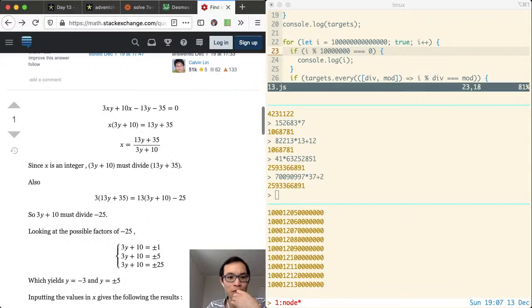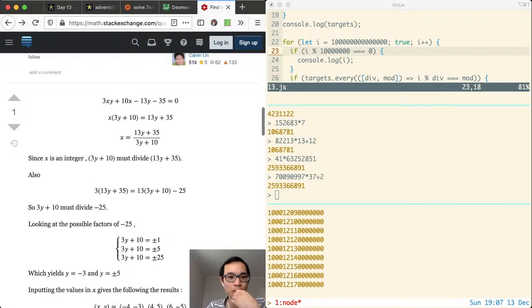Since x is an integer, 3y plus 10 must divide 13y plus 35. But also, three times that must equal that minus 25. And so 3y plus 10 must divide minus 25.